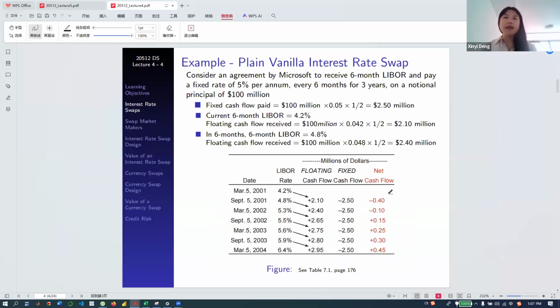So here, let's utilize this example to give you a more concrete understanding of interest rate swap. You'll notice that this swap's name is plain vanilla. So it's a plain vanilla interest rate swap. What plain vanilla means is that it simply means that it's fixed for floating. So you are exchanging fixed rate for floating rate.